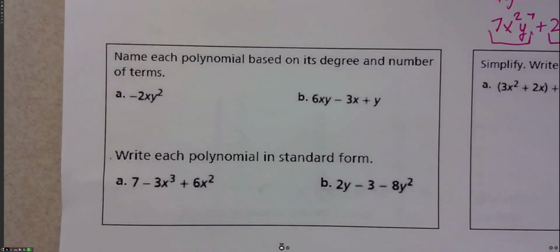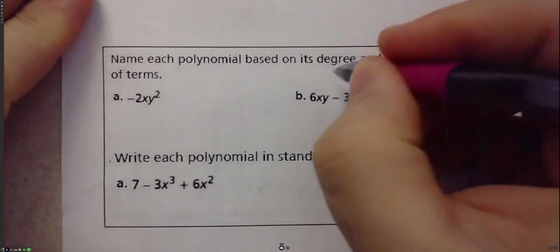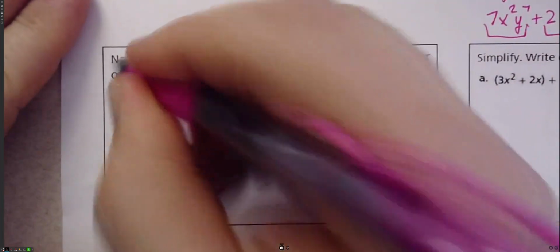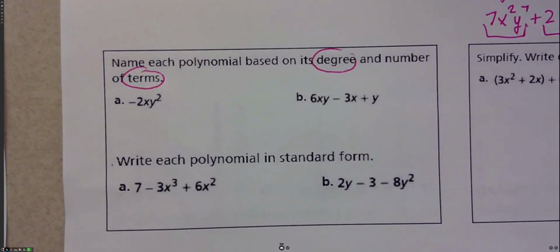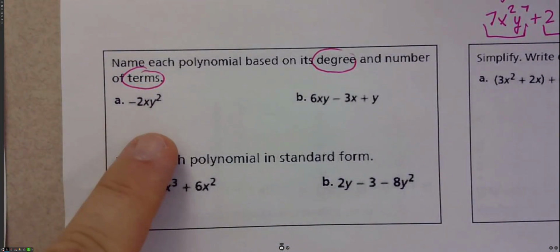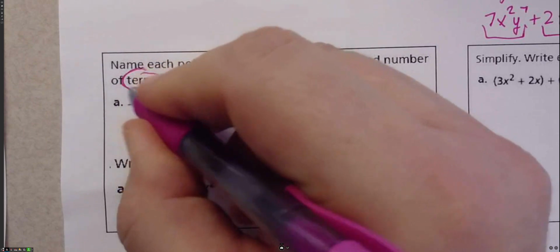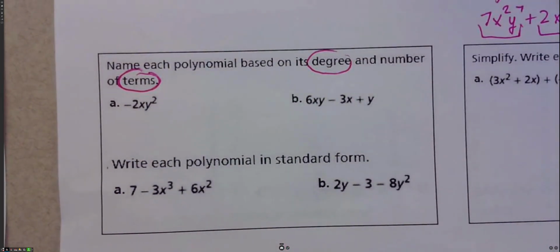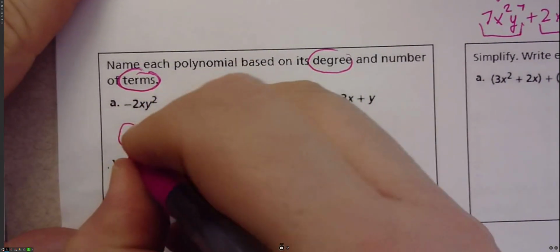All right, so name each polynomial based on its degree and term. So that means each one of these is going to have how many names? 2. We always start with the term, for some reason, but I would not mark it wrong if you said it backwards. Can somebody tell me what this thing is called? I said that backwards. We start with the degree. What is its degree? 3. So we'd say it's a cubic.